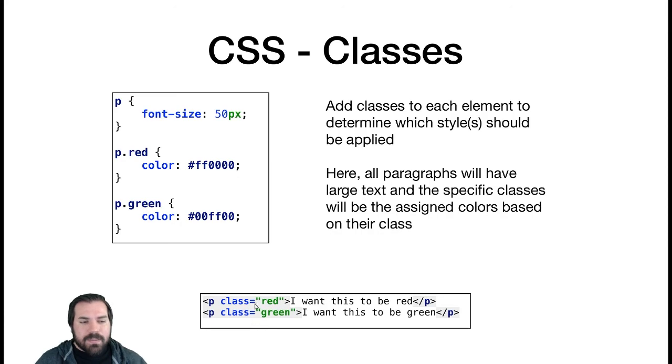So the class attribute is going to be whatever you want to name your classes. And then in your CSS, you can specify every paragraph and then use this dot notation. Every paragraph that has the class red, make it red, make the text red. Every paragraph with the class green, make that text green. So this is a way that we can get more fine-tuned in what we want. Then we can have multiple paragraphs with the class green, multiple paragraphs with the class red, and have more flexibility in what we can do, where we apply our styling.